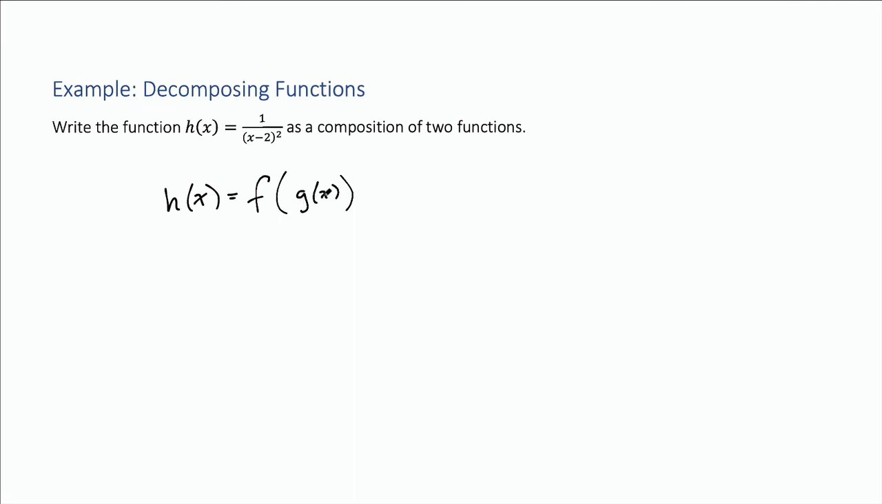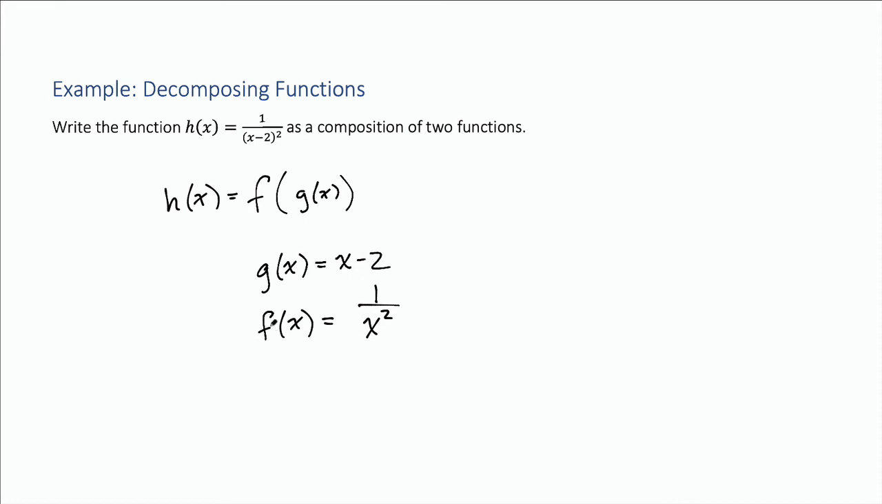We want g of x to be the thing that happens to x first. So looking at this function, if we were to plug a value in for x and try to evaluate this, the first thing we would do to x is subtract 2. So we can say g of x is equal to x minus 2. Then the question is, what is happening to x minus 2? That's going to be f. So f of x equals, and now look at what's happening to x minus 2. We're squaring it. So f is going to take our input and square it, but then it's 1 over that. So this is a possibility.